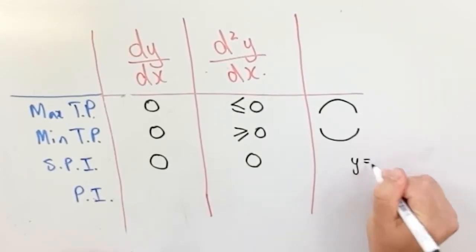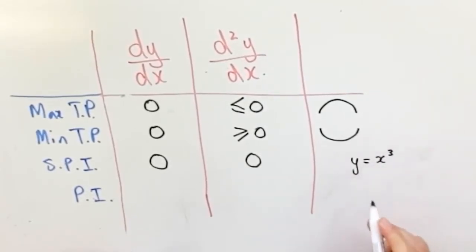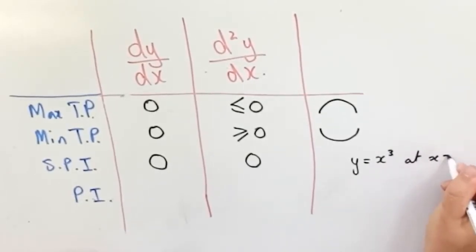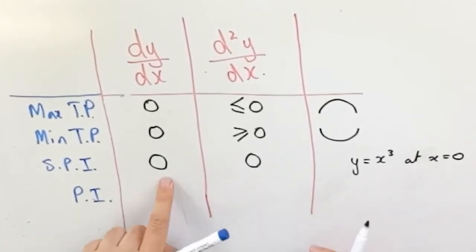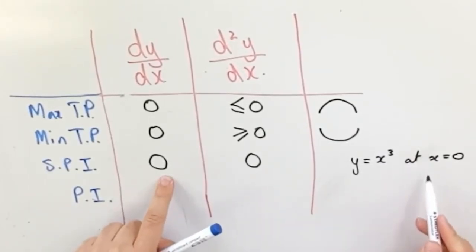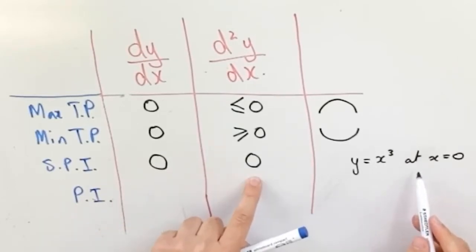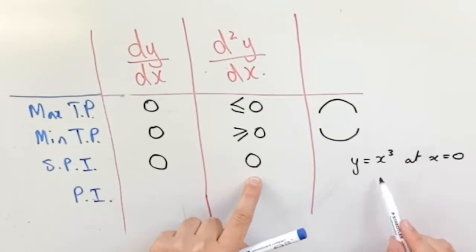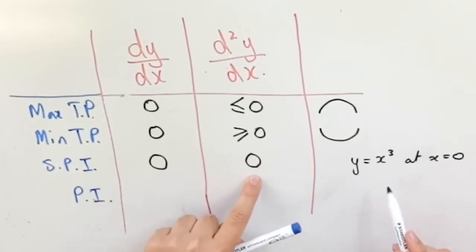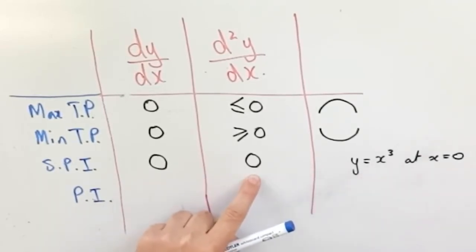y equals x cubed. At x equals 0, we know that dy dx is going to be 0, and the double derivative is going to be 0 at x equals 0. And we know this one's a stationary point of inflection.